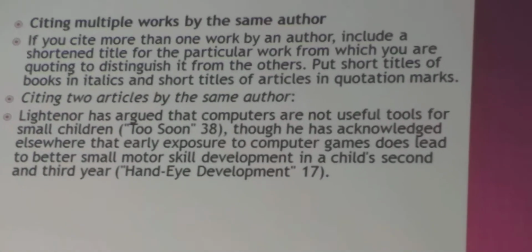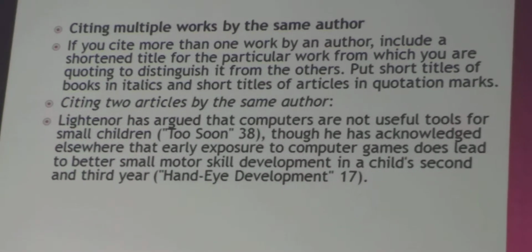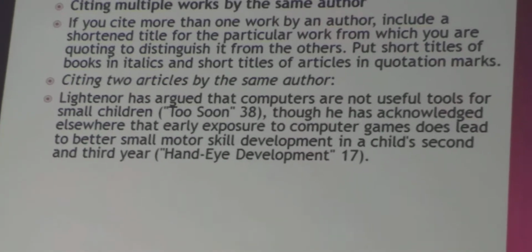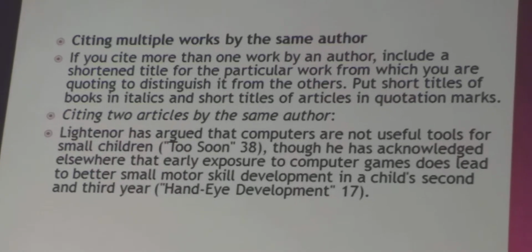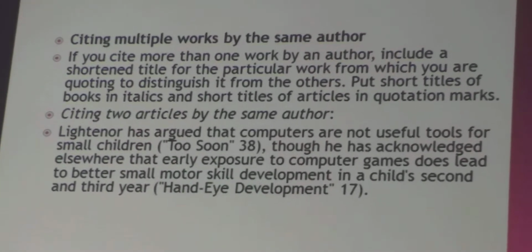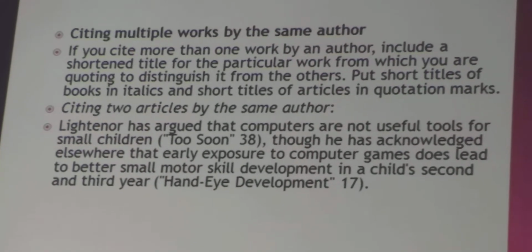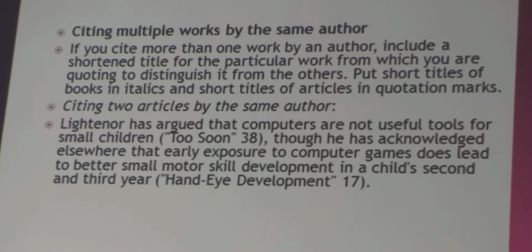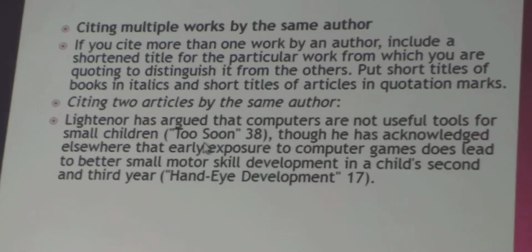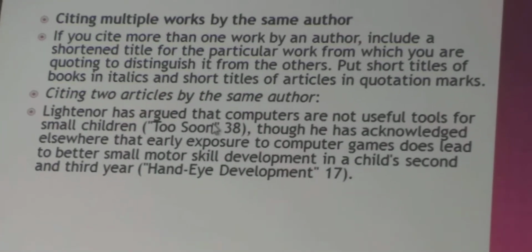Citing multiple works by the same author. Sometimes you've got the same author and you took from 2 or 3 articles which are published within the same year, or it means that it is the same author. So the same author, because here we are not working with date of publication, we are obliged to add the title of the work to distinguish from which work I have taken the information. Okay.